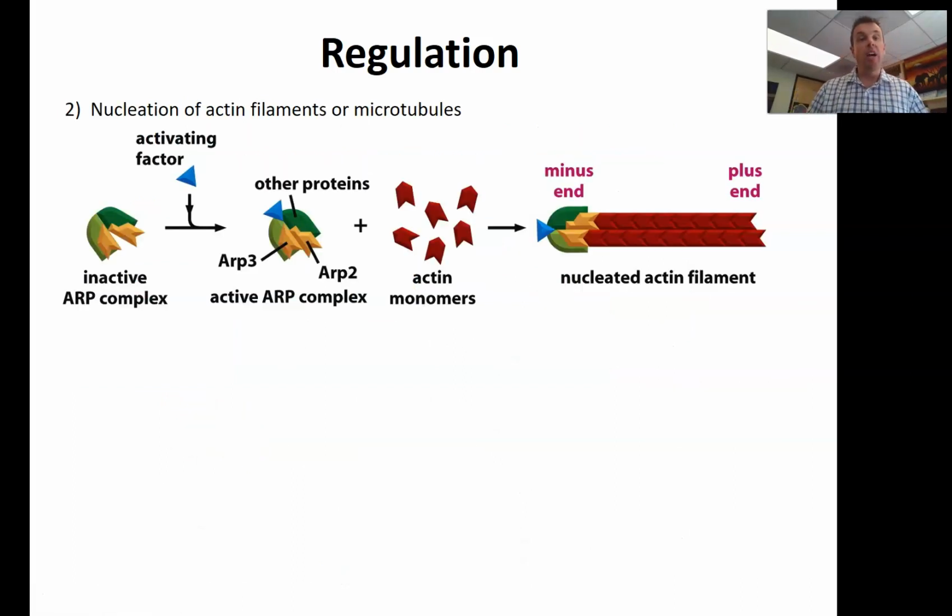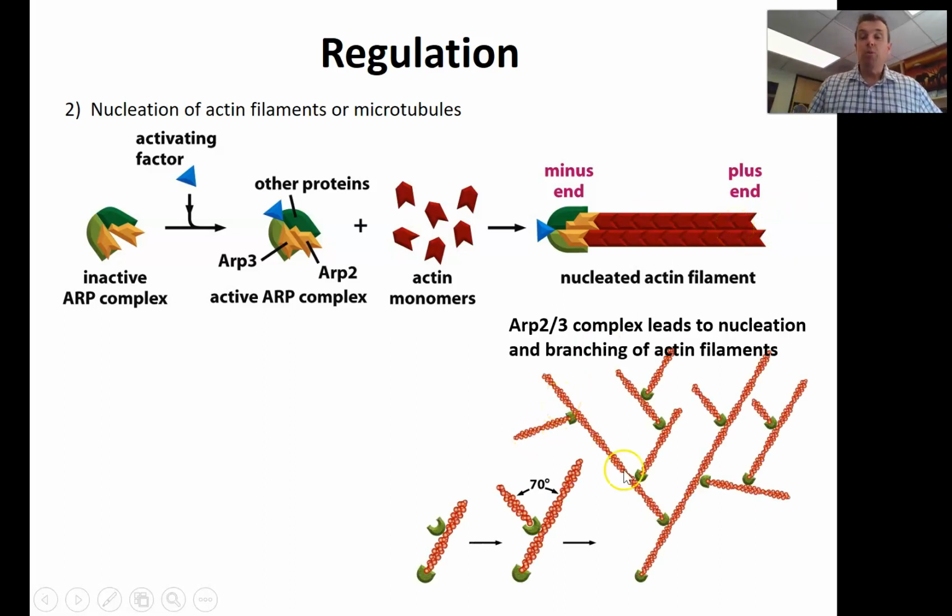Other regulation is nucleation. So what is the rate limiting step of polymerization? Well, the rate limiting step of polymerization is nucleation because you have to have a lot of monomers coming together at the same time. So the cell can actually promote that by having binding partners that basically nucleate this for them. So ARP2/3 is a complex that's already together, and it's set up perfectly for the actin filaments to bind to and then polymerize. And ARP2/3 binds to the minus end, thus allowing the plus end to grow, which we already know is the faster growing end anyway.